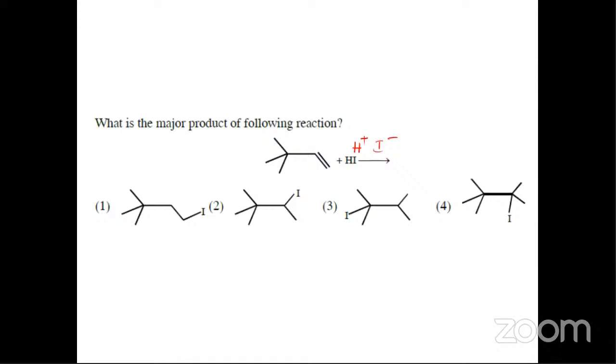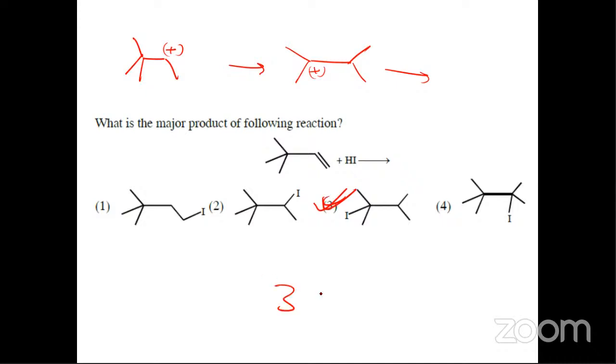First, it forms a tertiary carbocation by migration of methyl group. This is a tertiary one. How does it happen? If you want in detail, first step, it forms like this. Then migration, in the migration it forms like this. And then the ion will attack. So the right answer is the third one. Option 3 is right.